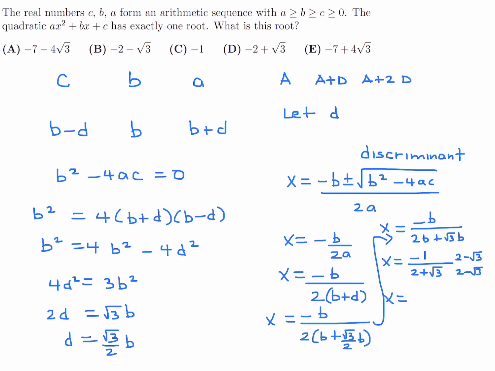So this gives me minus 2 plus root 3, and the denominator will be 4 minus 3, and therefore this is just minus 2 plus root 3, because 4 minus 3 is 1. So minus 2 plus root 3 is the answer, and therefore the correct answer choice is D.